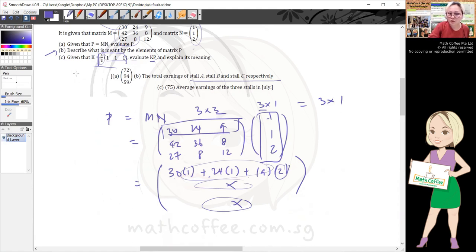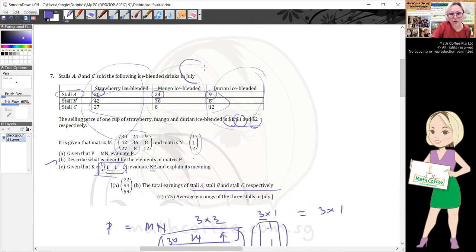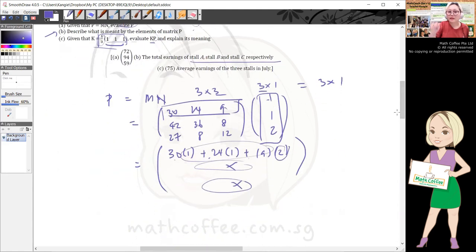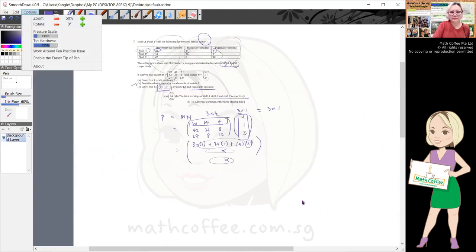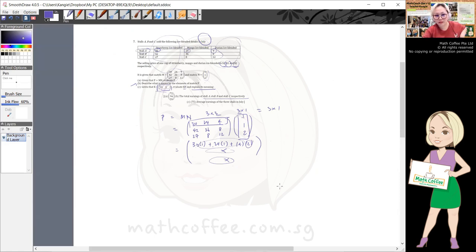Okay, but you see, it's like you're trying to find the average for the 3 stores in July, because over here they have July. But even if you miss out the July, it's also okay. The main thing is you see that it is divided by 3 and there are 3 stores because it is finding the average. Okay, so you just evaluate the normal multiplication by matrix, and this is how you explain the meaning. So that's for question 7.